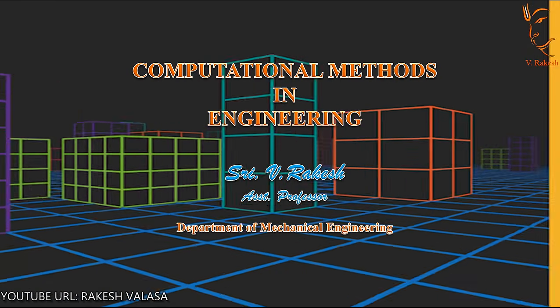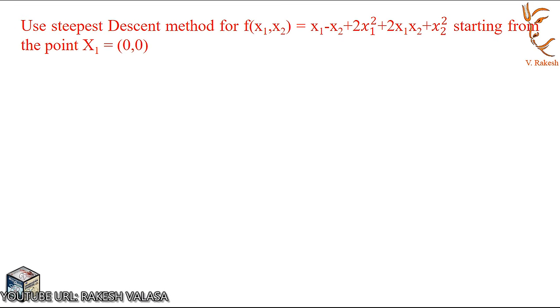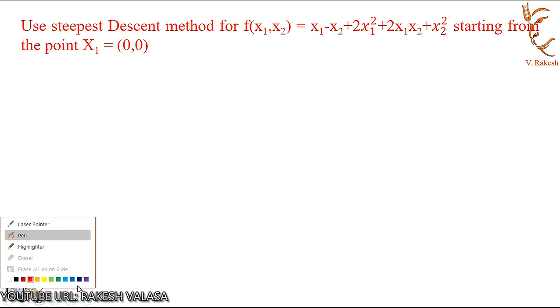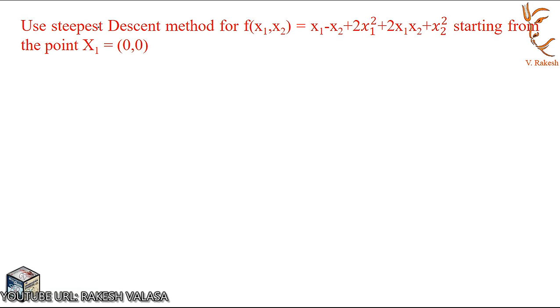In this session, I am going to explain one problem on steepest descent method. Let us see the problem. Use steepest descent method for f of x1 comma x2 equal to x1 minus x2 plus 2x1 square plus 2x1 x2 plus x2 square starting from the point x1 equals 0 comma 0. Here steepest descent method means to calculate the minimum point for the given function.